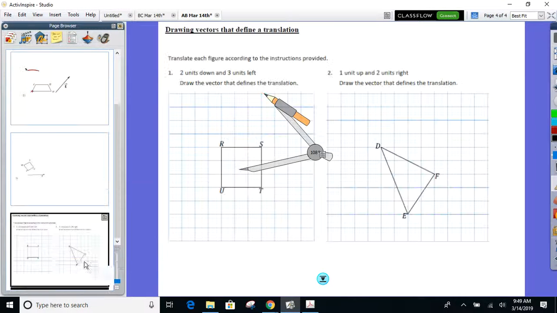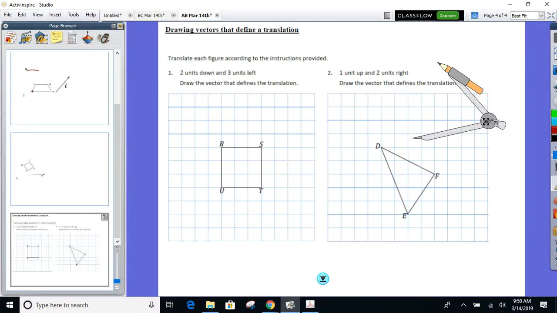If you go to that last section there, drawing vectors and define a translation. Some of you have already done this walking around, but take RSTU for me. Draw it, move it 2 units down and 3 units to the left, please. And label that R prime, S prime, T prime, U prime right now. No compass needed. All right, 2 units down, 3 units to the left.